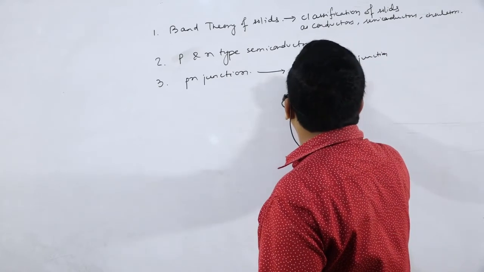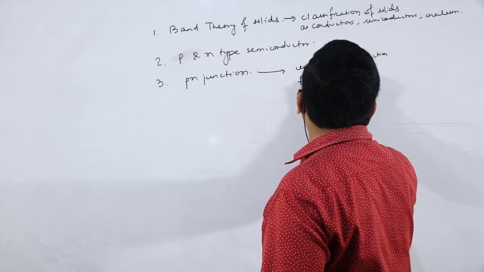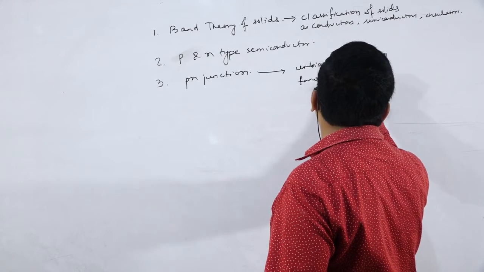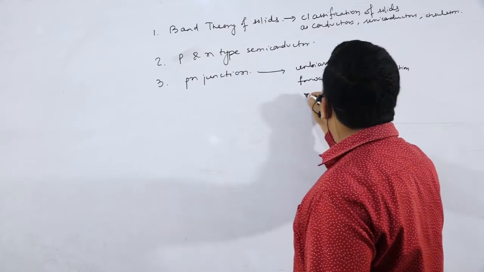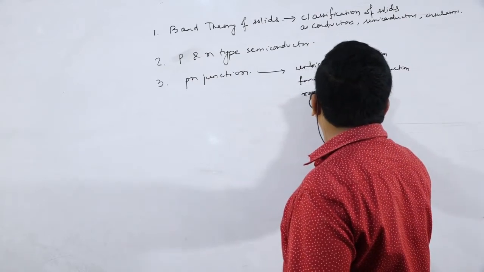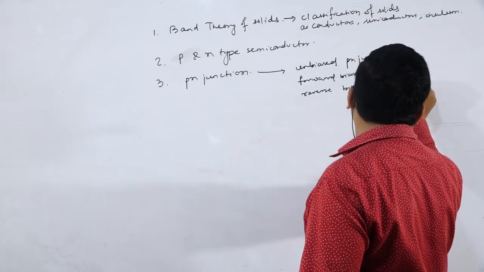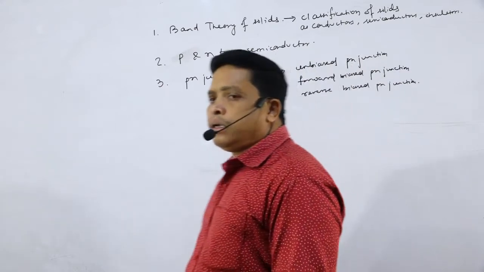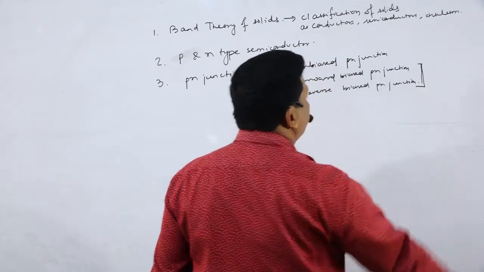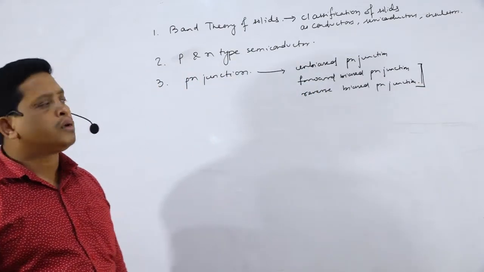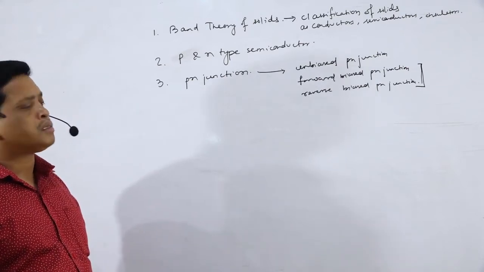Then we discussed forward biased PN junction. We also discussed reverse biased PN junction. Okay. So here you will get an important question: discuss the working of PN junction under forward biasing and reverse biasing condition with the help of VI characteristic.